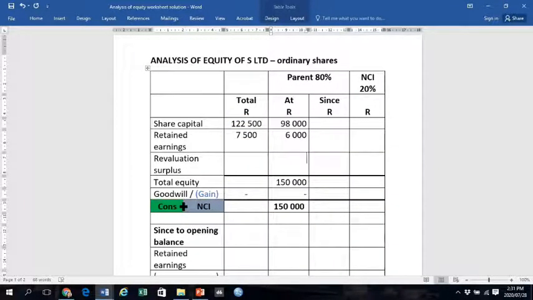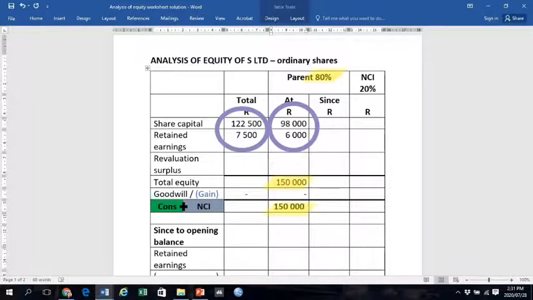If we now assume that the parent obtained an 80% interest in the subsidiary for 150,000 Rand, and we know that the excess paid by the parent relates to the undervalued land, we'll go about as follows. The original at acquisition equity of the subsidiary amounted to 130,000 Rand. If you attribute that to the parent at 80%, it gives you an amount of 104,000 Rand. The parent was willing to pay 150,000 Rand for that interest of 104,000 Rand.